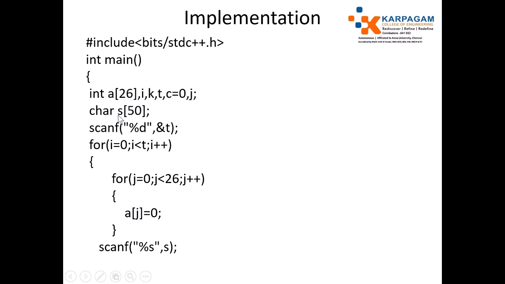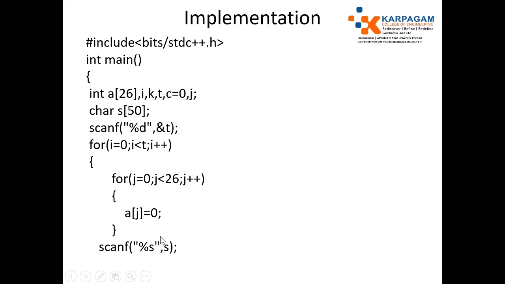I declared the character variable char s of 50. For receiving the number of test cases, I use a scanf statement by specifying the format specifier and mentioning the ampersand t. For every test case, you have to set the count of each character to 0. From 0 to 25, a of j will be set to 0. The initial value should be 0 for that array.